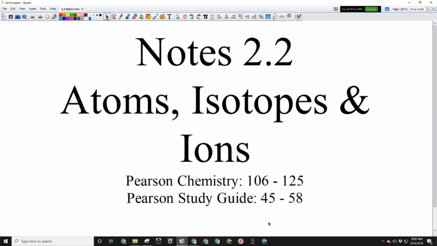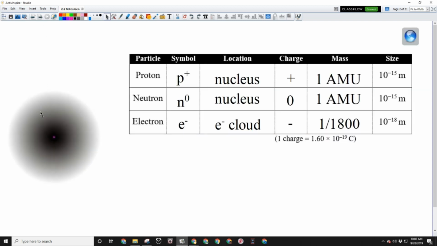This is Notes 2.2, Atoms, Isotopes, and Ions. In your textbook, this is going to be pages 106 to 125, and pages 45 through 58 in your study guide. So let's talk about the subatomic particles, the particles that make up an atom.